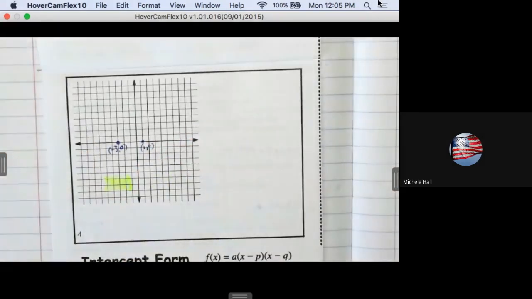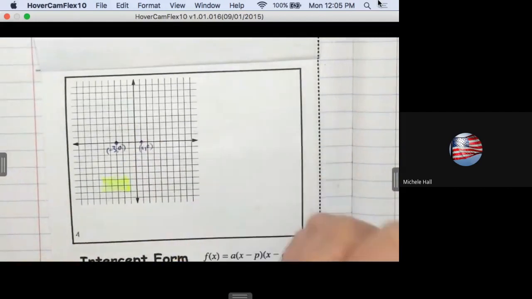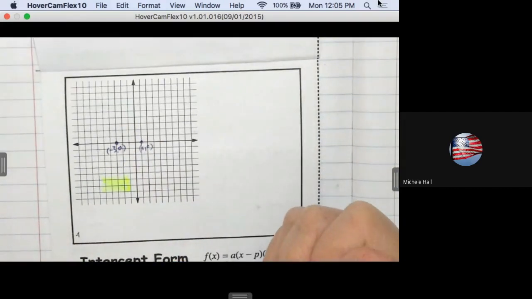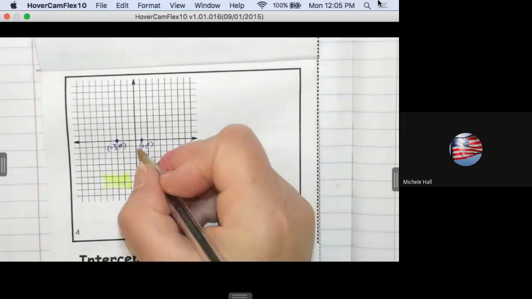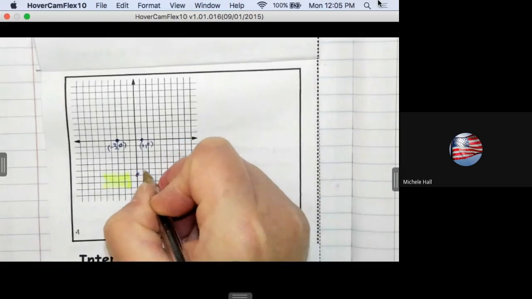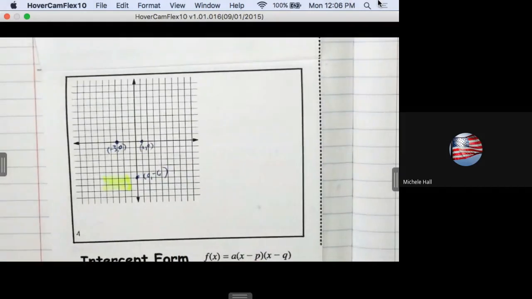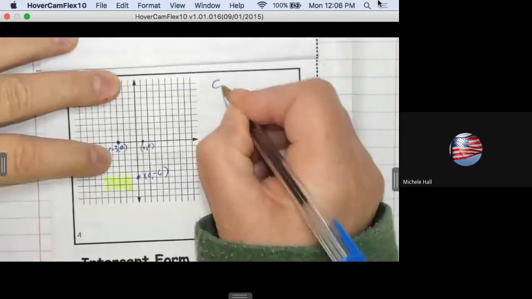is this parabola facing upwards or downwards? It's facing upwards. So we're coming through here, we're facing upwards. And then my y-intercept is 0, negative 6. 1, 2, 3, 4, 5, 6. 0, negative 6. When I label it like that, I don't have to label the axes. Part C.